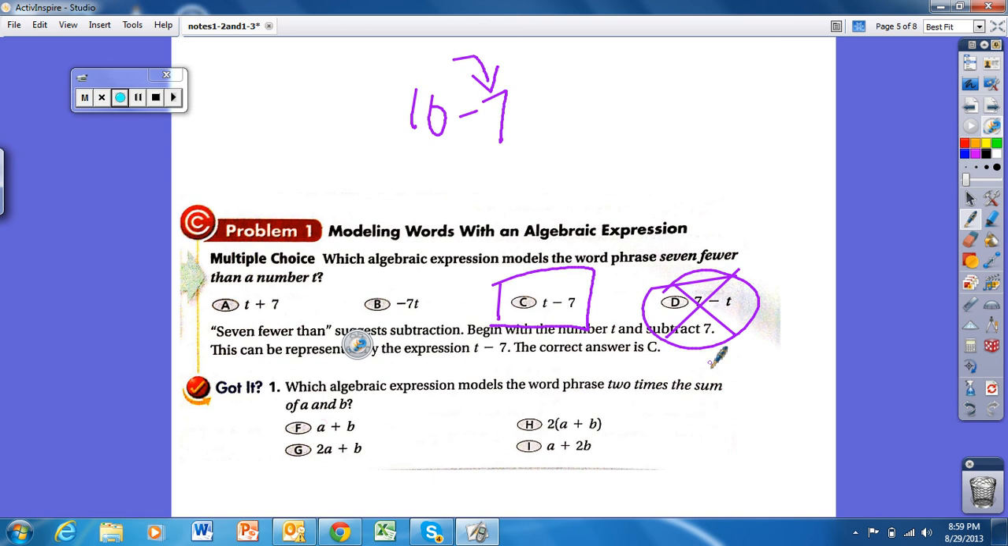Which algebraic expression models the word phrase 2 times the sum of A and B? This is a key here. The sum of means you have to have parentheses because they want you to add A and B first and then multiply it by 2. So your answer here would be H.